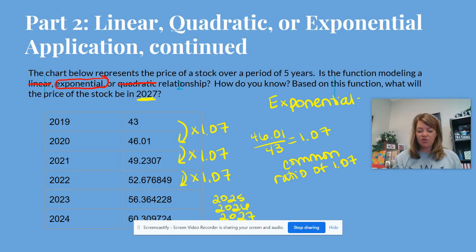So I'm going to take 2024. Let me see if I can move this guy down. Okay, so 2024's value is 60.309724. And I'm going to multiply that times 1.07. When I do that, I get 64.53.